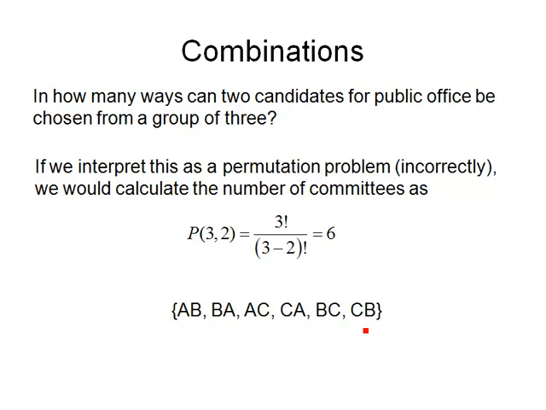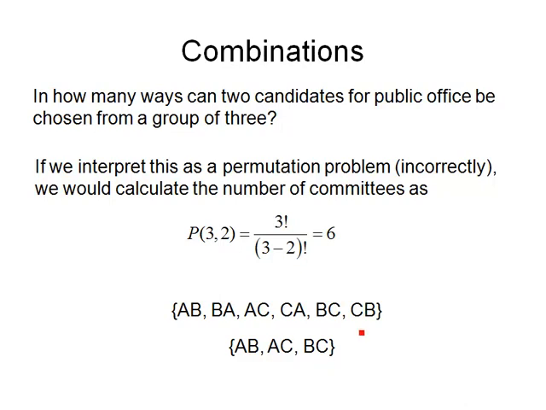But if all I'm doing is selecting candidates for public office, picking BC and CB is exactly the same thing, because the two candidates aren't like president and vice president. There isn't a pecking order here. So all we're talking about is taking two candidates. What we really should be doing is looking at AB, AC, and BC, where the order doesn't make a bit of difference to us, because AB is the same as BA, AC is the same as CA, and BC is the same as CB.